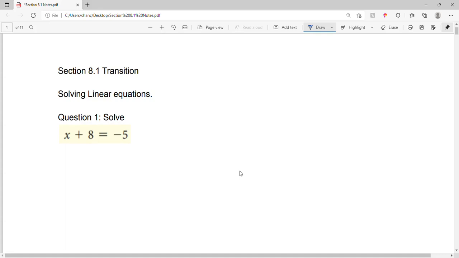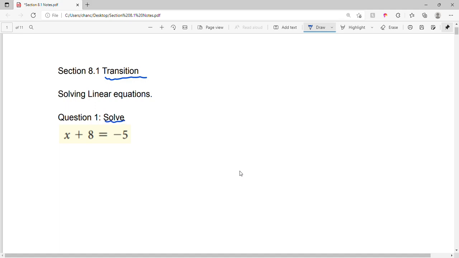Let's go over section 8.1. This is the transitional section, which means we're going to cover basic algebra skills and then move on to more advanced algebra skills. Let's look at question 1. We want to solve x plus 8 equals negative 5.